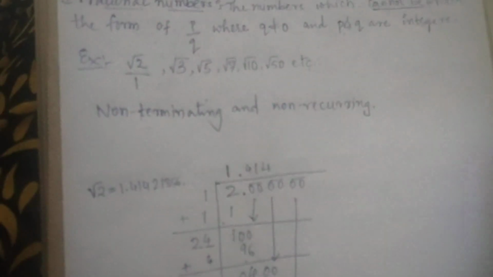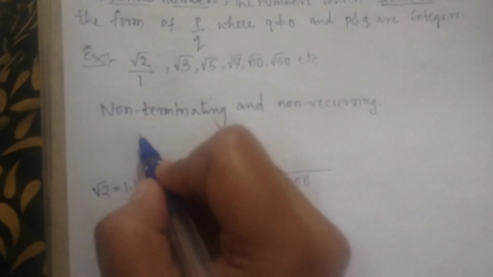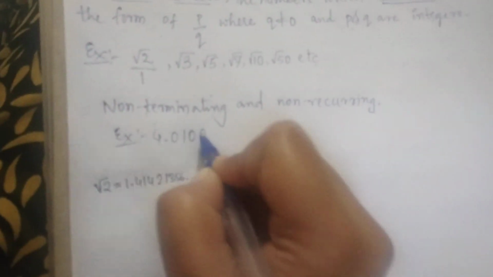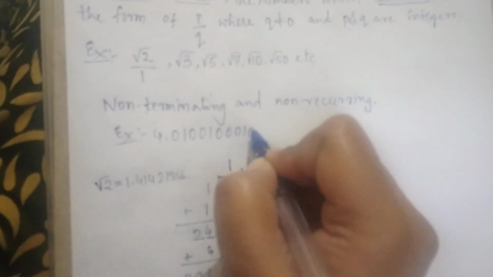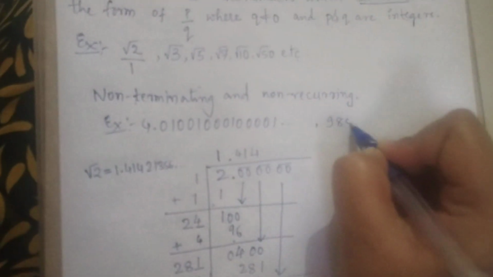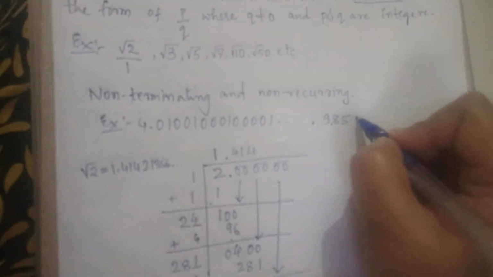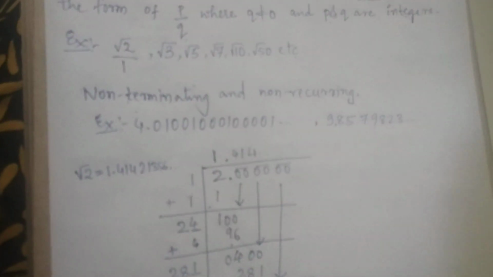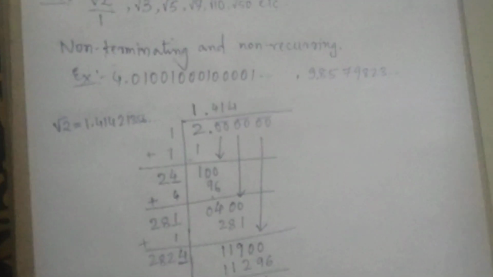You can write any numbers, say 4.0100100100001 and so on. There will be no particular block of digits which is repeating. Or 9.857982 and continue it like this. So these are the irrational numbers.